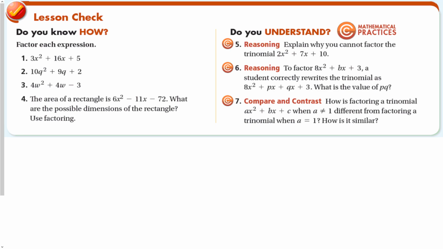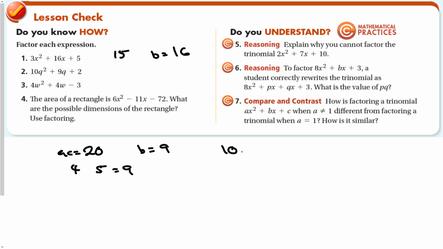Good. So our lesson check, factor each expression. Using the same method, we can factor all of these. Okay, so 3 times 5. So that's the factors of 15 that add to 16. So that's going to be 15 and 1. We want the factors of 20 that add up to 9. Let's look at that one. AC is 20, B is 9, everything is positive. What's that going to be? It's going to be 4 and 5, right? So 4 times 5 is 20. When I add them together, I get 9.